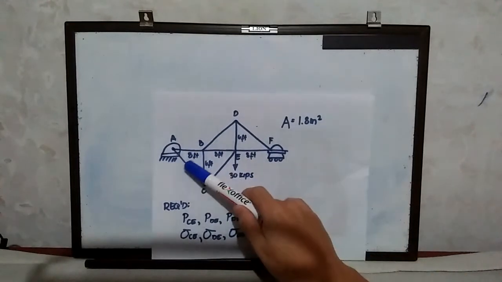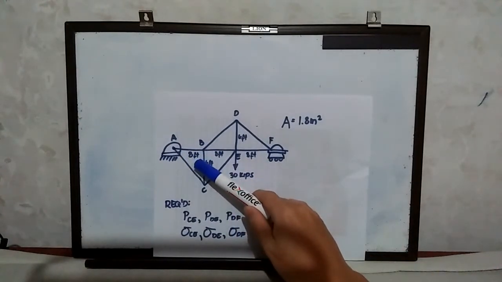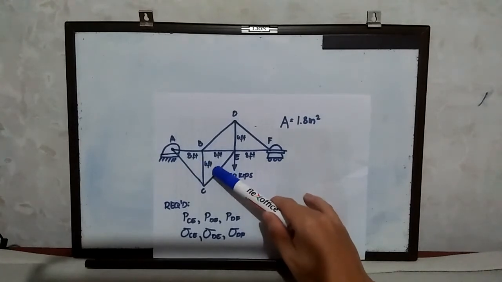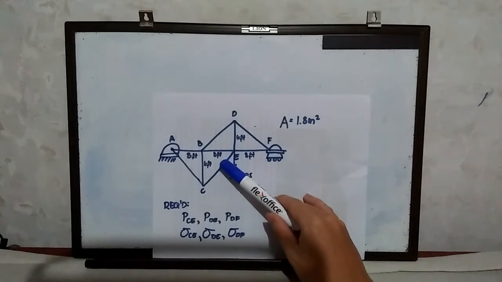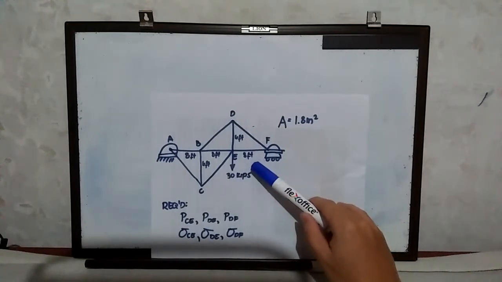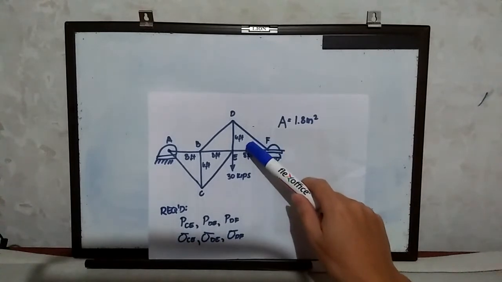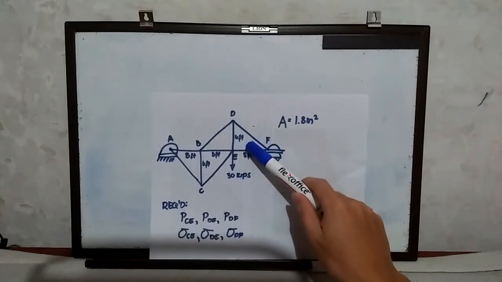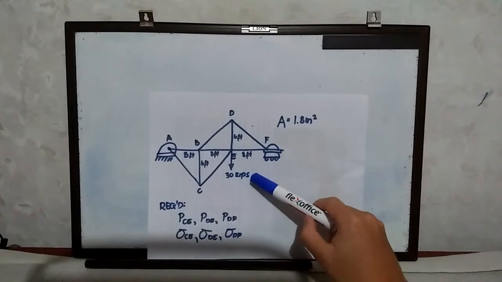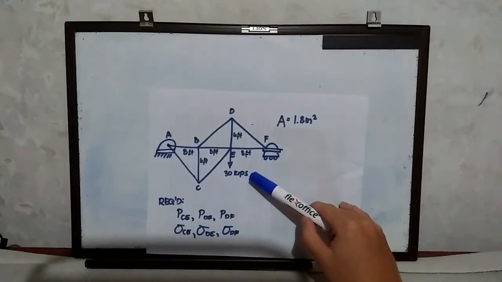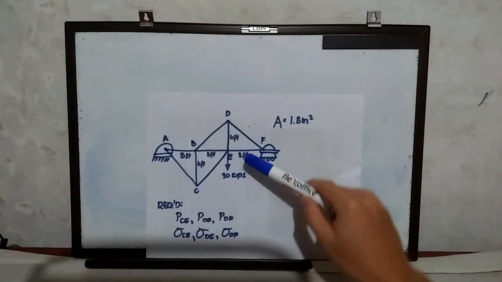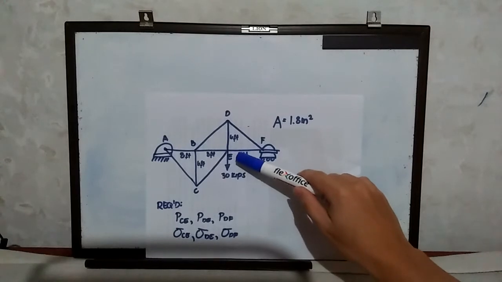So we have here 8 feet for AB, 6 feet for BC, 8 feet again for member BE, 8 feet again for member EF, and 6 feet for member DE. And we have here an applied load of 30 kilopounds or 30 kips, or you can simply say approximately 30,000 pounds of force acting here on point E.